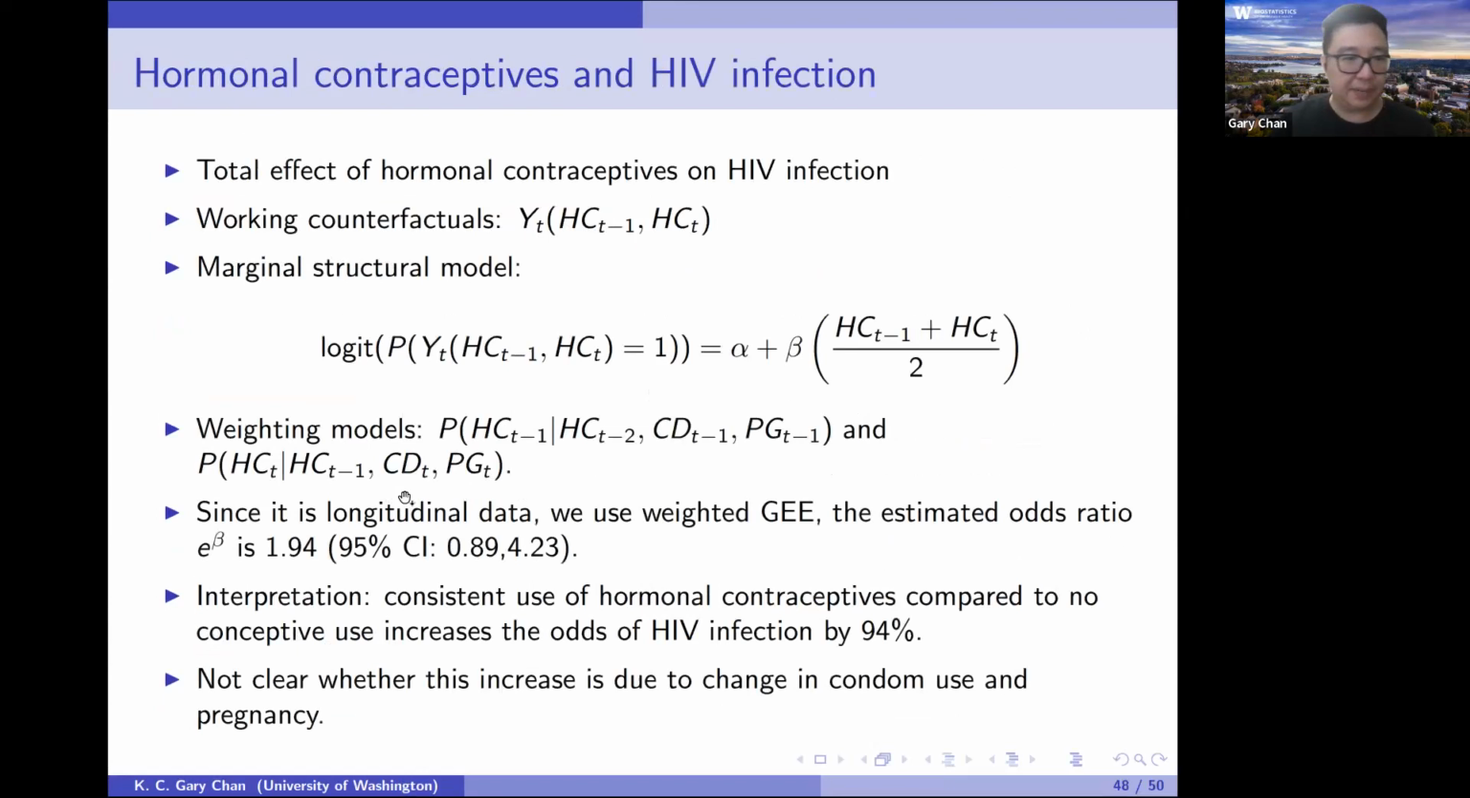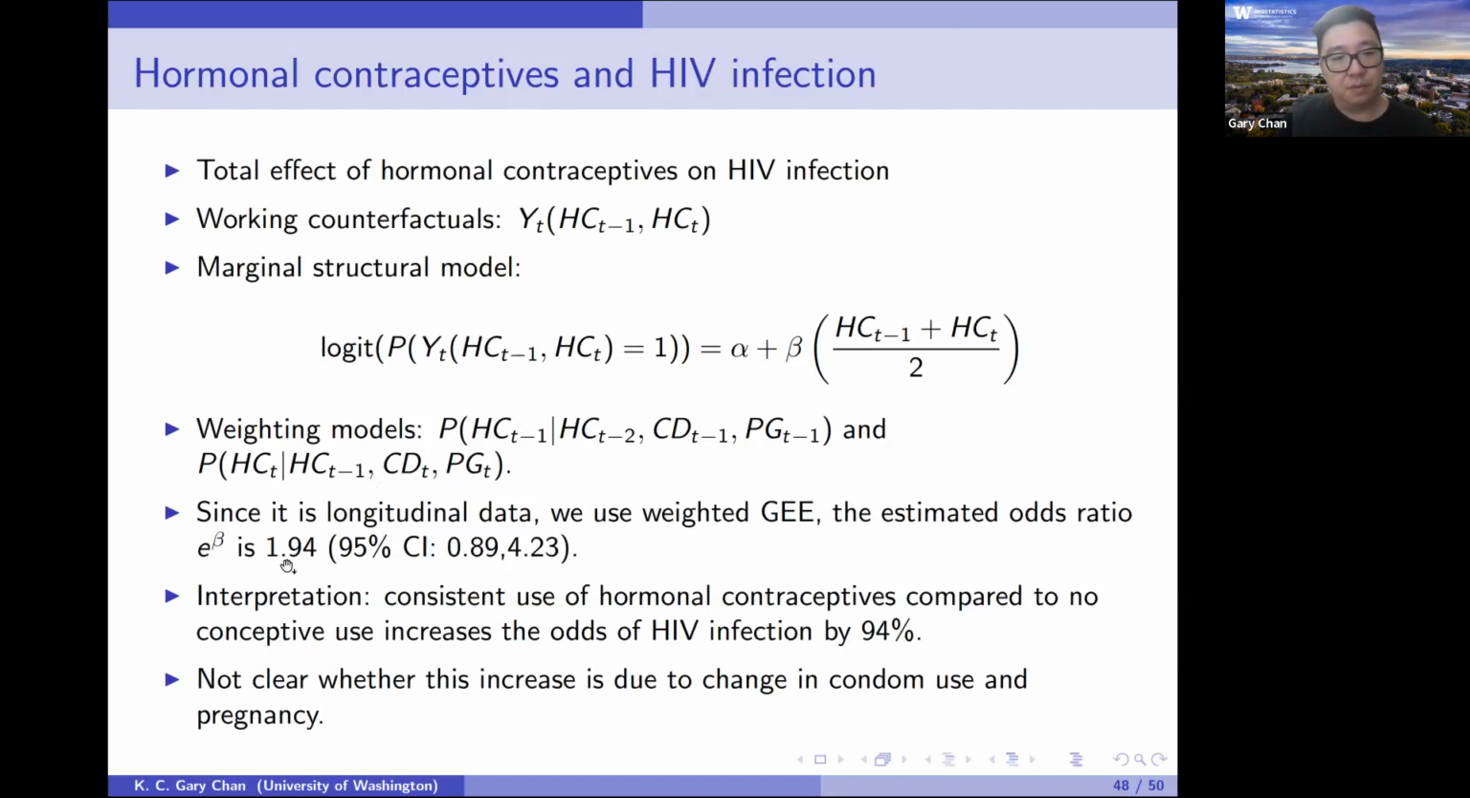So that's why you have two weighting models. And then you have a marginal structural model. Because you have longitudinal data over time, we actually use weighted GEE with this as the marginal model. And here you compute the product of one over these two probabilities as weights. Then the estimated odds ratio, e to the beta, is actually 1.94.